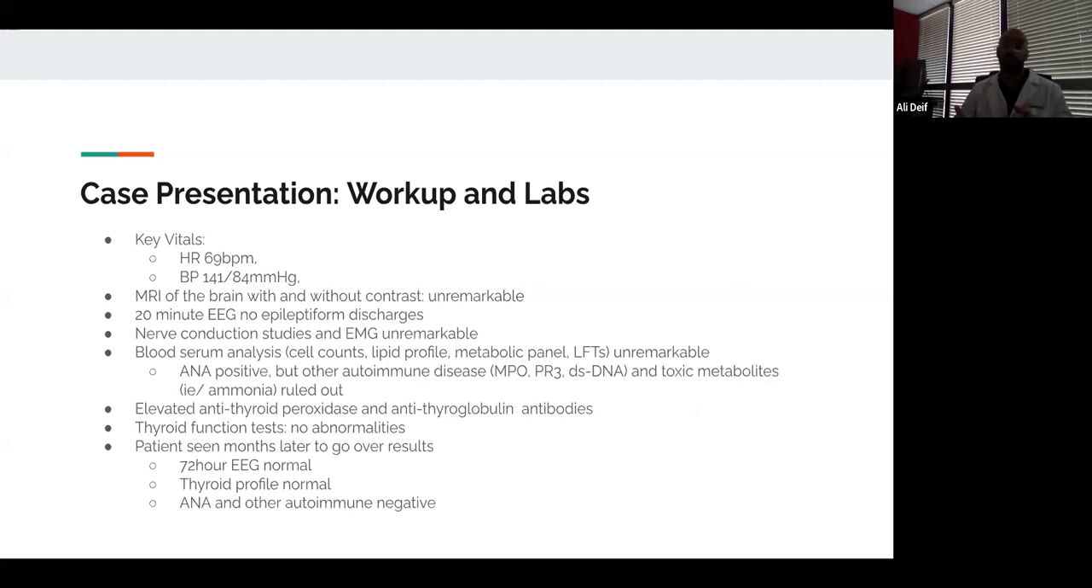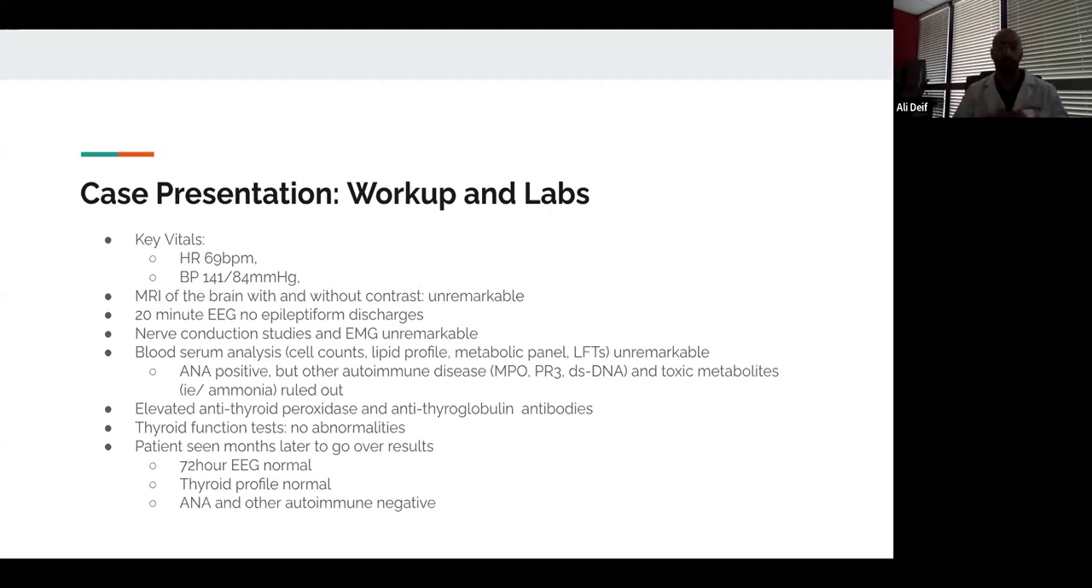So let's get into the workup and the labs that I described earlier. Normal vitals for the most part. Her pulse, 69 beats per minute, is normal. Blood pressure was slightly elevated, but none of these are very suggestive of thyroid disease. So as I said earlier, subclinical mild thyroid. MRI of the brain with and without contrast, unremarkable. A 20-minute EEG showed no epileptiform discharges. Her nerve conduction studies and EMG were unremarkable.